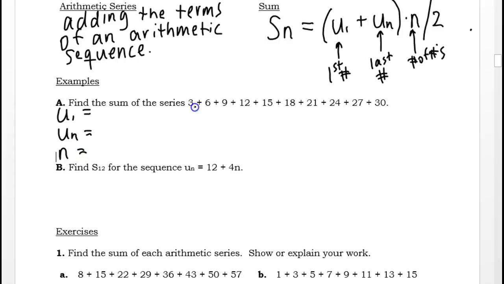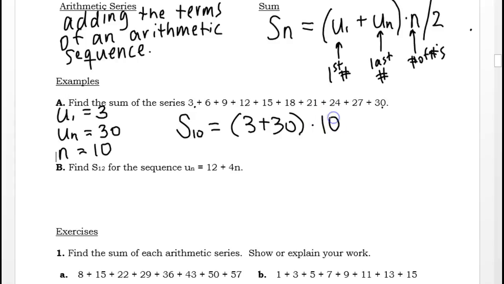So I'm going to identify the 3 terms that we need to fill in the formula. The first number in this list is 3. The last number in this list is 30. And if I count up those numbers, I see 10 numbers. So the sum of those 10 numbers would be 3 plus 30, if I add the first and the last, times 10 because I have 10 numbers, but because I have 10 numbers, I have to divide that by 2 to get the number of pairs that I get. And 3 plus 30 times 10 over 2 gives me 165.